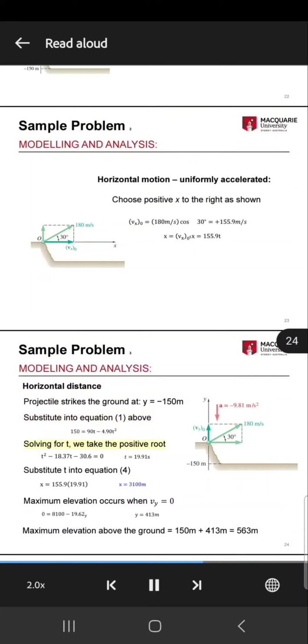Substitute into equation 2 above and solve for t. We take the positive root, t equals 19.91 s. Substitute t into equation 4, x equals 3,100 meters. Setting v_y equals 0 in equation 3 gives 0 equals 8,100 minus 19.62 y. Maximum elevation above the ground equals 150 meters plus 413 meters, equals 563 meters.